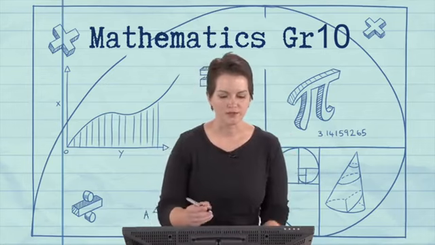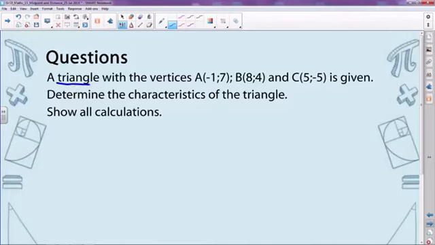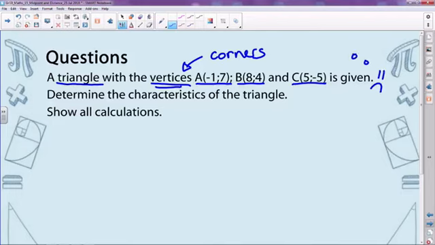Let's look at the first one. A triangle with the vertices, and vertices is another word for corners, except it's the real word. The vertices A(-1; 7), B(8; 4), and C(5; -5) is given. Now you'll notice there's no picture, which means you need to try and think of it. What will it look like?